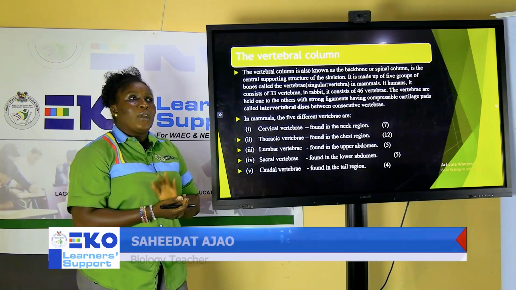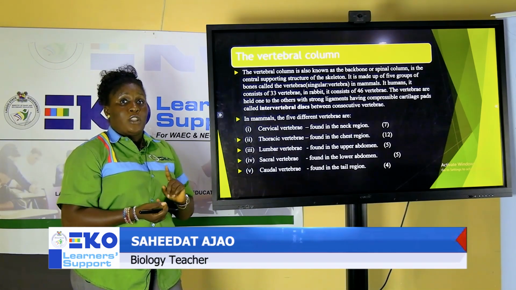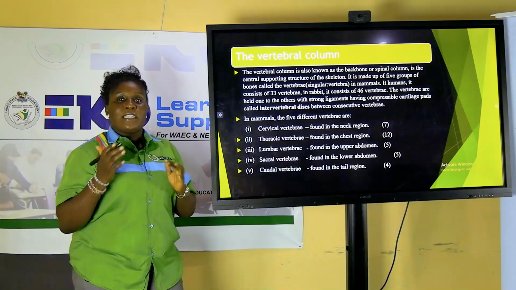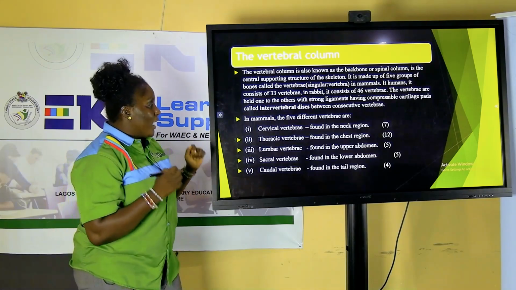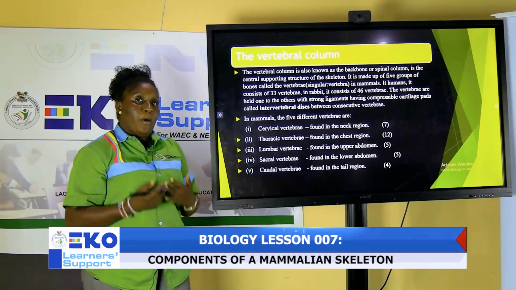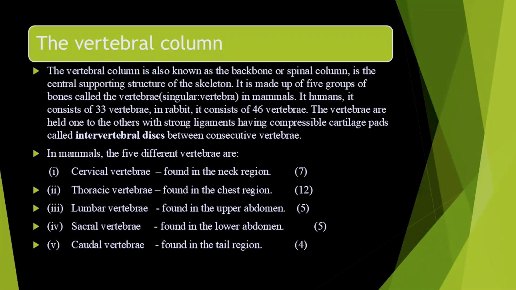I remember the 2019 WAEC question, or 2021, sorry, that says mention the different types of vertebrae and their numbers in mammals. Please take notes. The lumbar vertebrae are found in the upper abdomen, and they are 5 in number. The sacral are found in the lower abdomen, and they are also 5 in number, while the caudal vertebrae are found in the tail region.